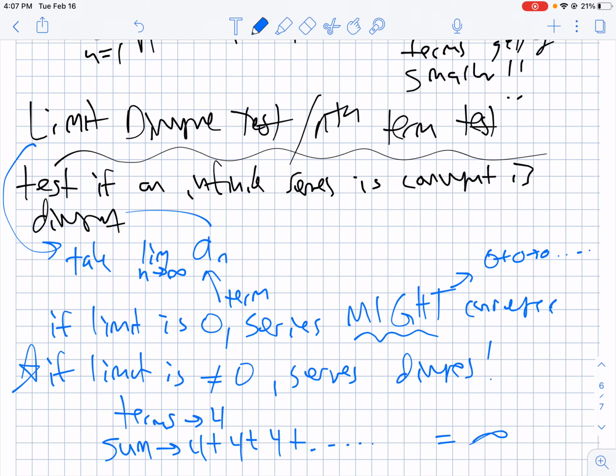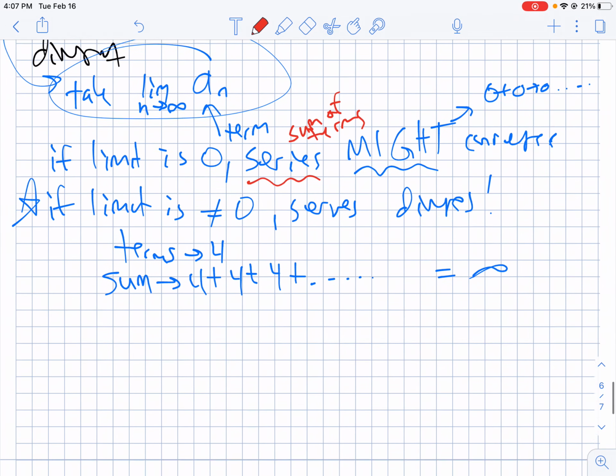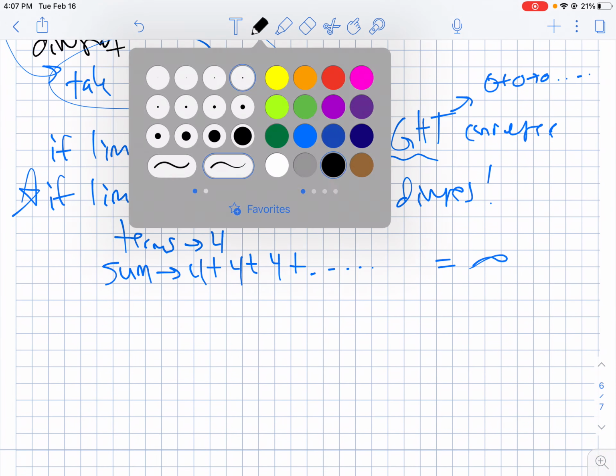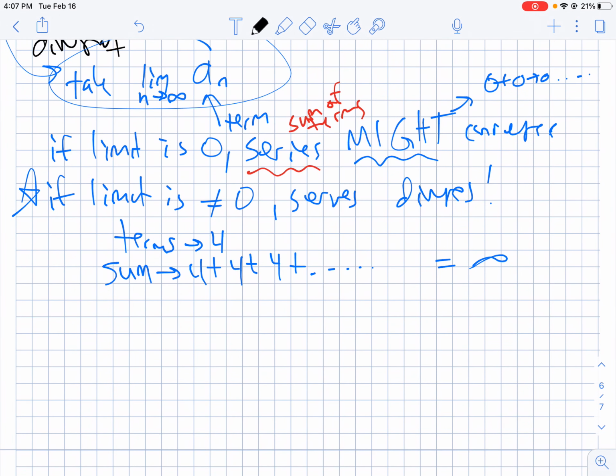Just take that limit of each individual term, just like we did with a sequence. And if that limit is 0, the series, which remember is just the sum of the terms, might converge. If that limit is not 0, that series diverges. Okay, so let's look at some examples. We're not going to be able to get better than diverges or might converge until the next lesson, but that's what we're going to try and do today.